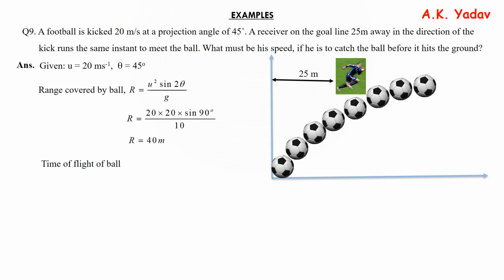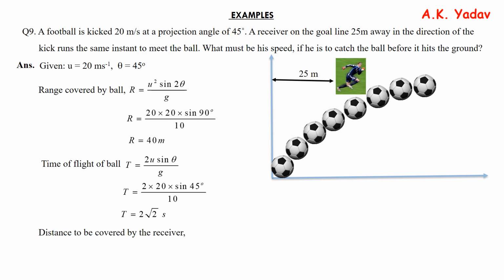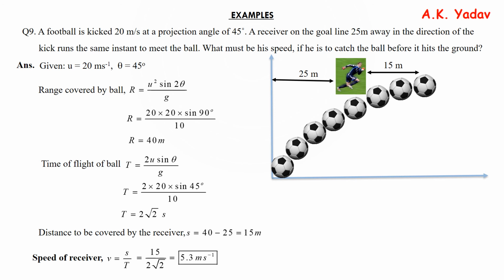So what was the time of flight of the ball? T is equal to 2u sine theta upon g. We put the values and we find t is equal to 2 root 2 seconds. So what is the distance to be covered by the receiver? 40 minus 25, because 40 was the total range and he was already at a 25 meter distance, so he needs to cover 15 more meters. Now the speed should be distance upon time, that is 15 upon 2 root 2, and that gives 5.3 meter per second. Let's move to the next question.